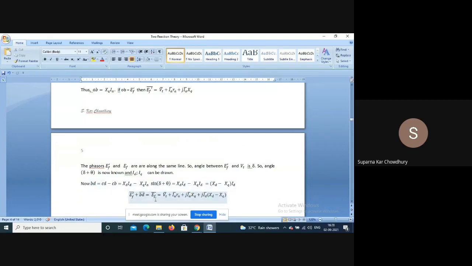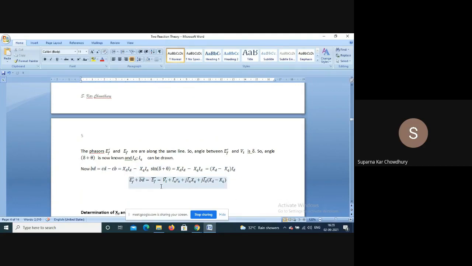So we get Ef' is equal to Ef is equal to Ef' plus jId(Xd minus Xq), where Ef' is Vt plus IaRa plus jIaXq. So we can draw the phasor now, and obviously we can calculate a value of Ef' from here, or Ef from here, and we can calculate the regulation as (Ef minus Vt) by Vt.